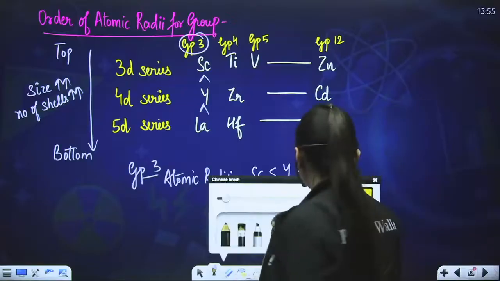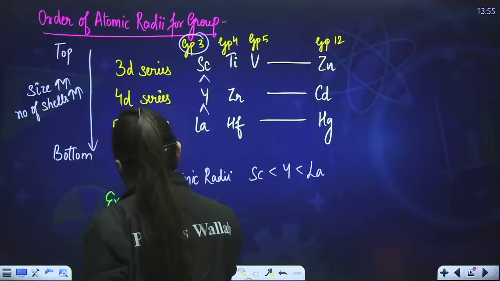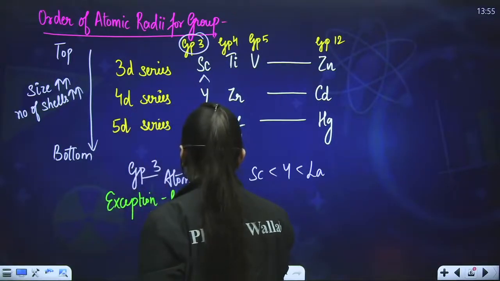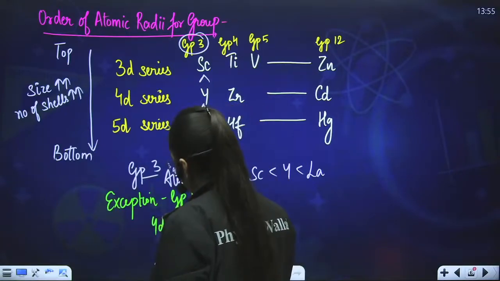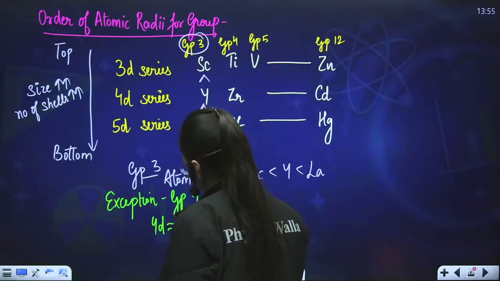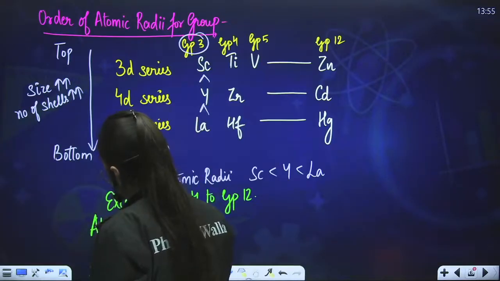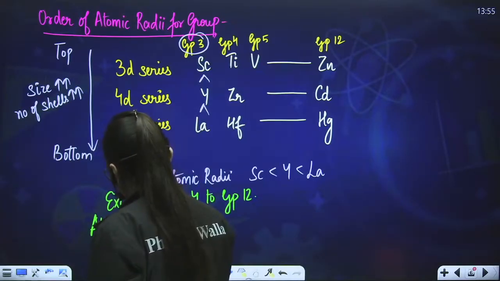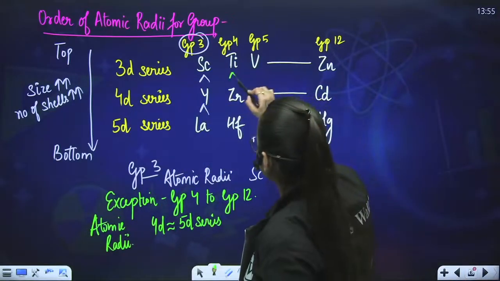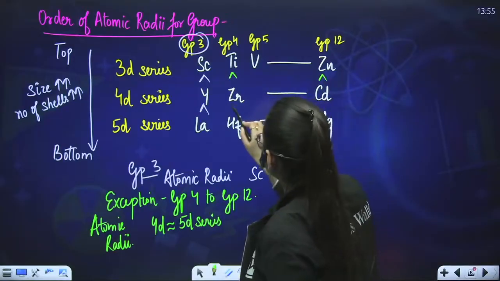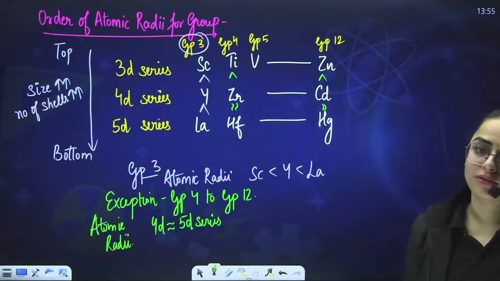But there is an exception now. The exception is for group number 4 to group number 12. What is the exception? The 4D series has equal atomic radii as the 5D series. That means the trend should be that atomic radii keep increasing, but the 4D series has almost equal atomic radii to the 5D series.